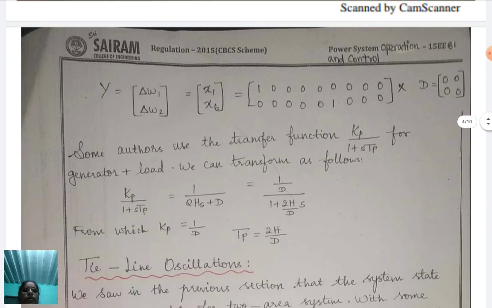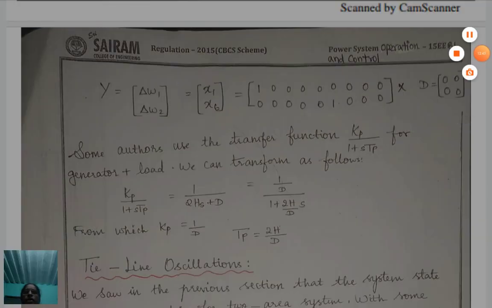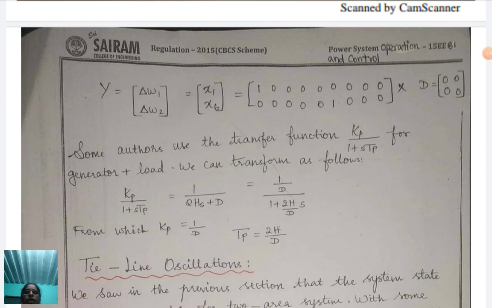So therefore y equals del omega 1, del omega 2, which is the C matrix into x, with x1 and x6 selected, and then D is equal to the 0 matrix.